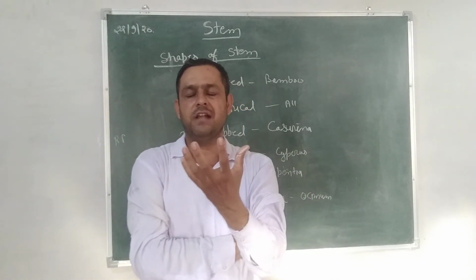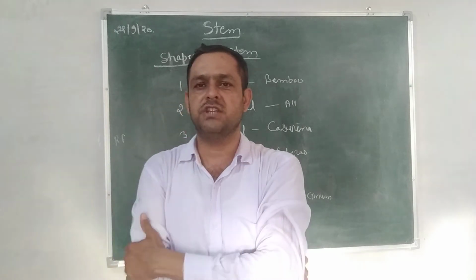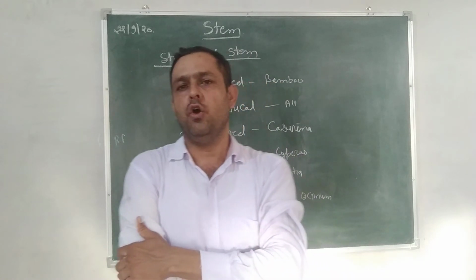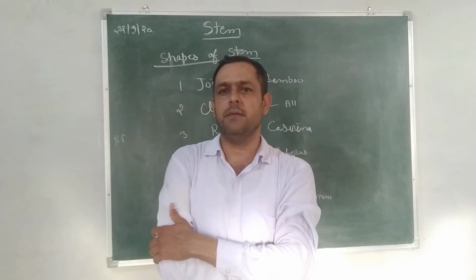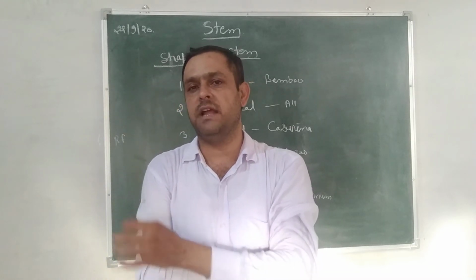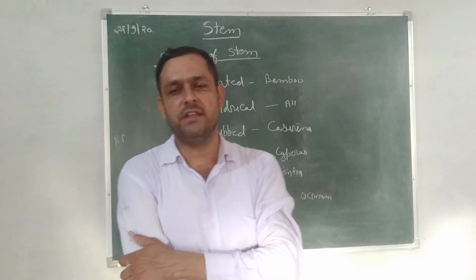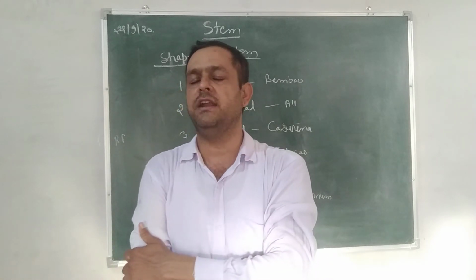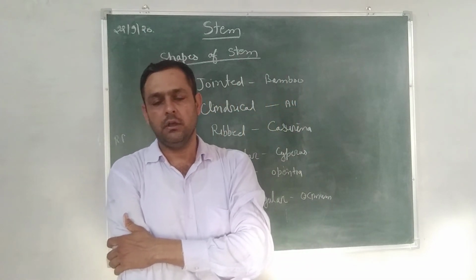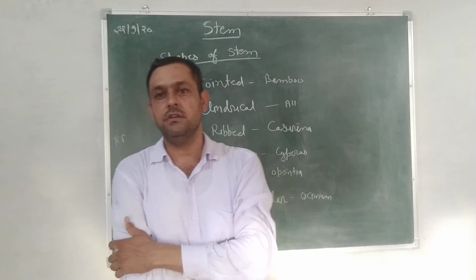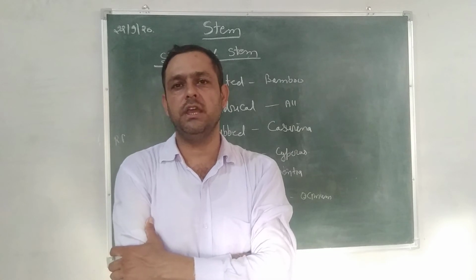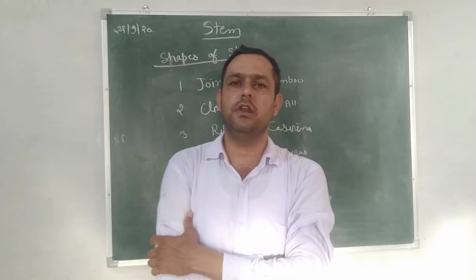Here the examiner can also ask you the difference between root and stem. So first of all, whenever we see the specificity of stem, then automatically we can differentiate. Stem has branches that are exogenous, and root has branches like primary, secondary, tertiary that are endogenous. Stem has nodes and internodes, and stem has hair that is multicellular, and root has unicellular hair.